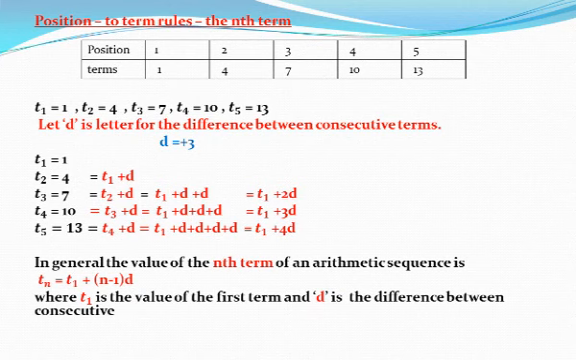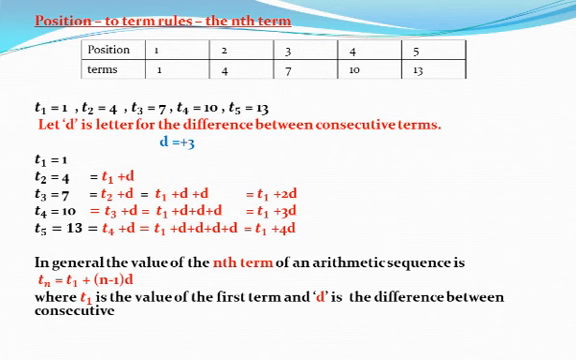Continue this sequence, we get T6, T7, T8, like this. We can use the letter D for the difference between consecutive terms. In this sequence, the rule is plus 3. That means D is plus 3. And we can write the terms like this.